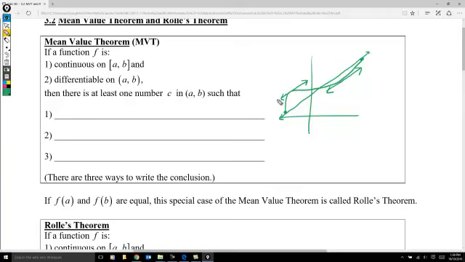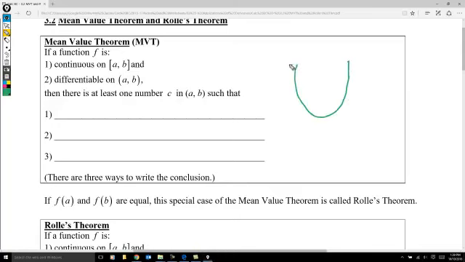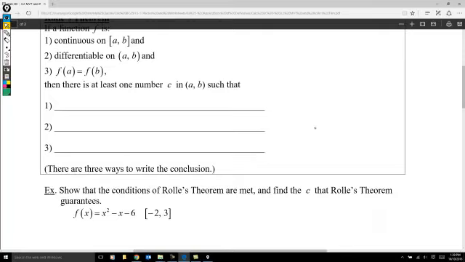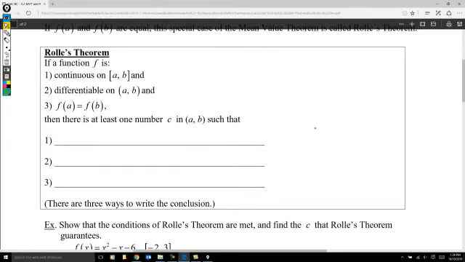Now if f of a and f of b are equal, that would probably look something like a parabola. And so same thing: if I draw a secant through my two endpoints, that just means that there's a point where it'll have the same slope. So Rolle's theorem is just a specific case of mean value theorem. I think the only reason why we learn about it is because Rolle's theorem came first.